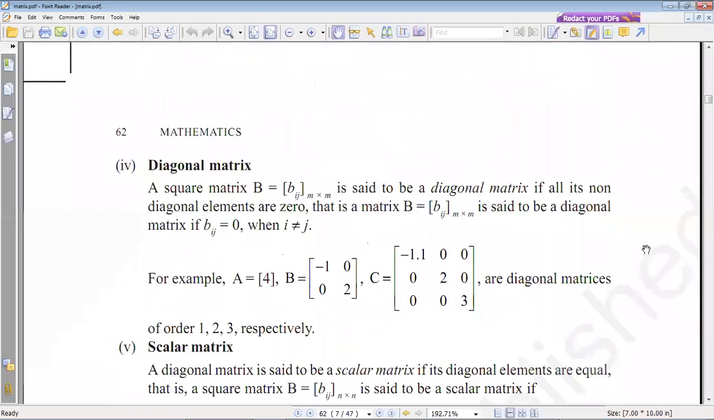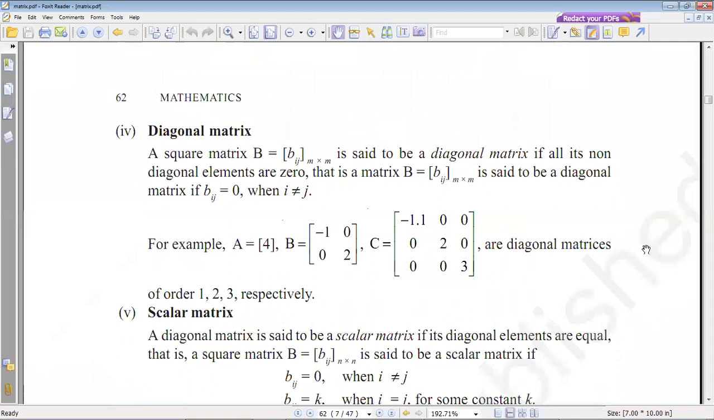So next it is what? Diagonal matrix. I think all of you know what is a diagonal. In case of a quadrilateral, all of you already know what a diagonal is. Now what is a diagonal matrix?